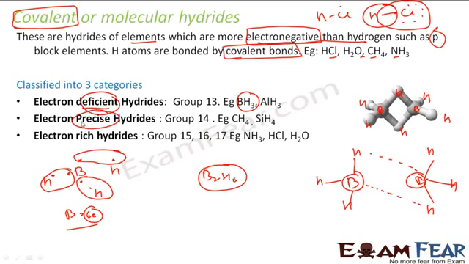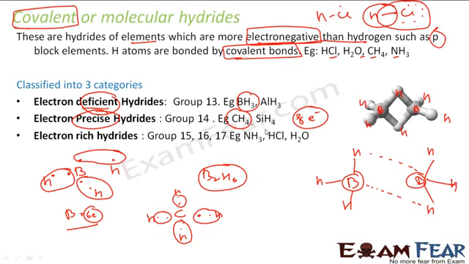Correct. The next is electron precise. For example, CH4. If you form the structure of carbon, it has 4 electrons here. Hydrogen has 1 each. So each of the hydrogens will form a covalent bond. Now if you see, how many electrons does carbon have? 1, 2, 3, 4, 5, 6, 7, 8, right? 4 from itself and 4 from hydrogen. So exactly 8 electrons.